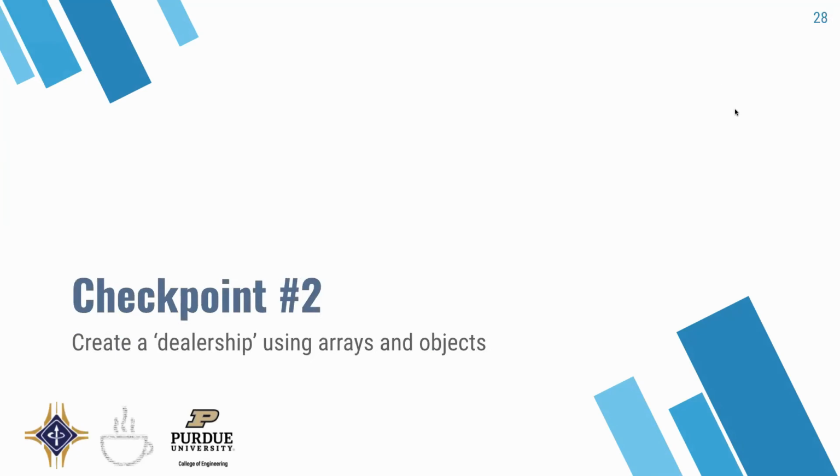All right, so checkpoint number 2. And this, as I mentioned earlier, is the nice thing about objects, so you're going to create a dealership using arrays and objects.